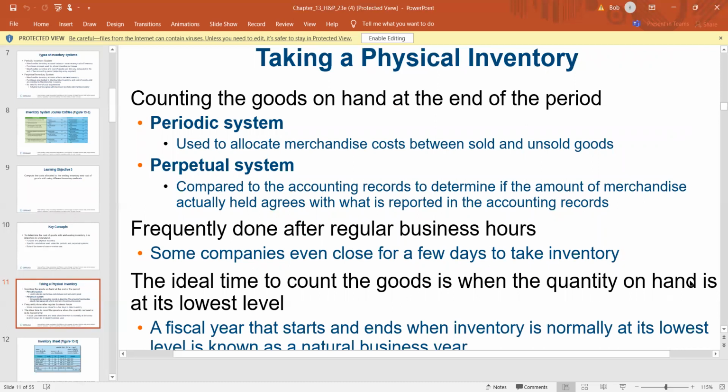Taking a physical inventory, you must do it under the periodic. You may not have to do it at all under the perpetual. Compared to the accounting records to determine if the amount of merchandise actually agrees with what is reported in the accounting records. And frequently done after business hours.